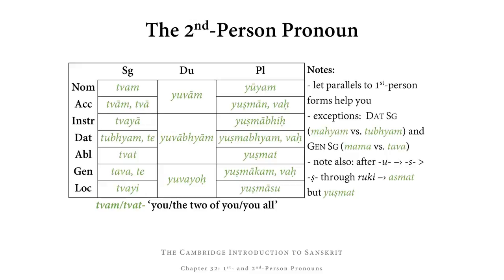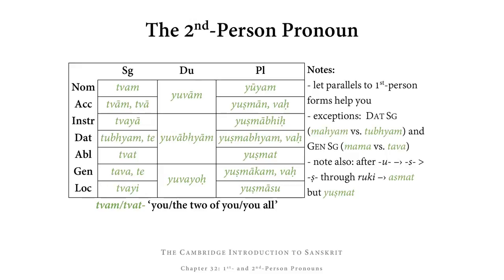So for example in the dual, where the first person pronoun was avam, avabhyam, and avayoh, here now we have yuvam, yuvabhyam, yuvayoh. So what we need to do is simply memorize a new stem. And if we know the forms of the first person, all these forms yuvam, yuvabhyam, yuvayoh will be perfectly recognizable. Then let's go on to the plural, where we have yuyam, yushman, yushmabhih, yushmabhyam, yushmat, yushmakam, and yushmasu.